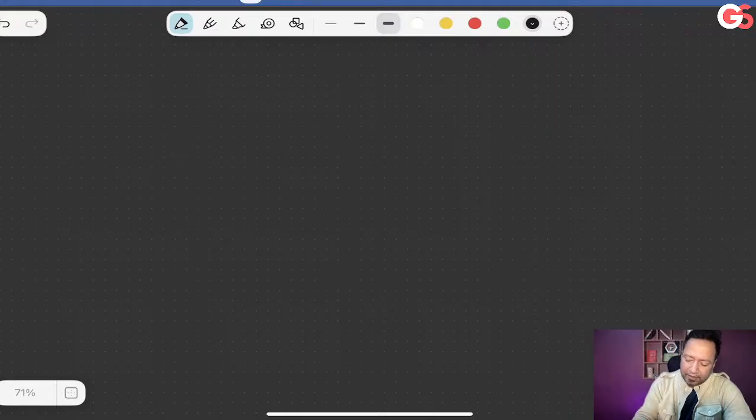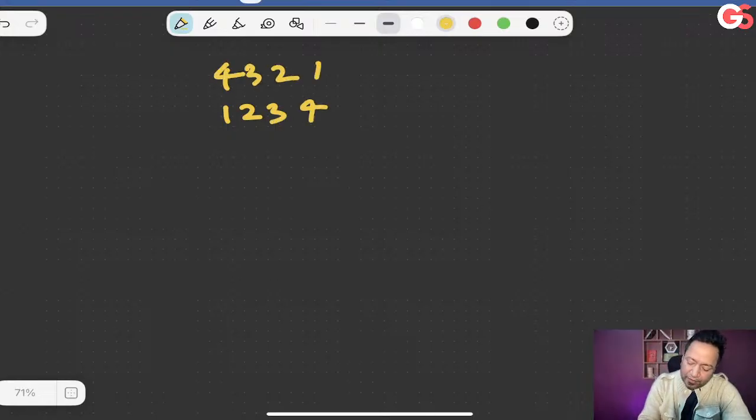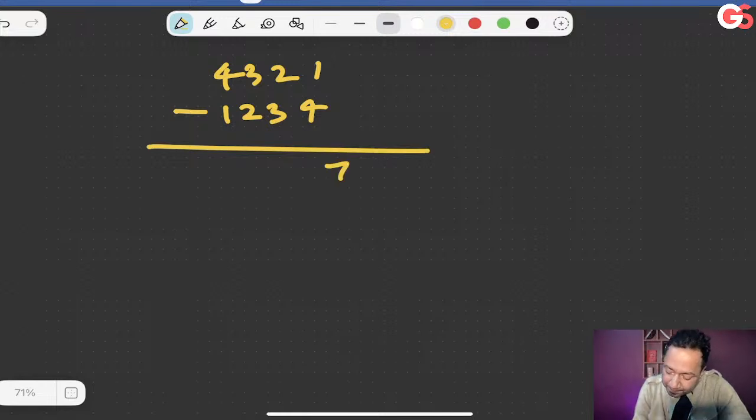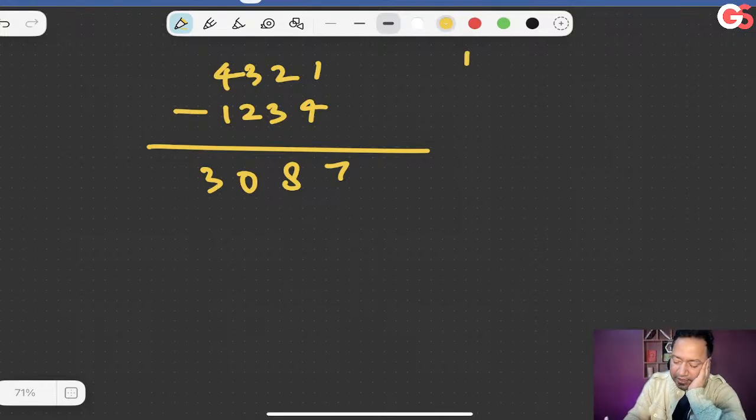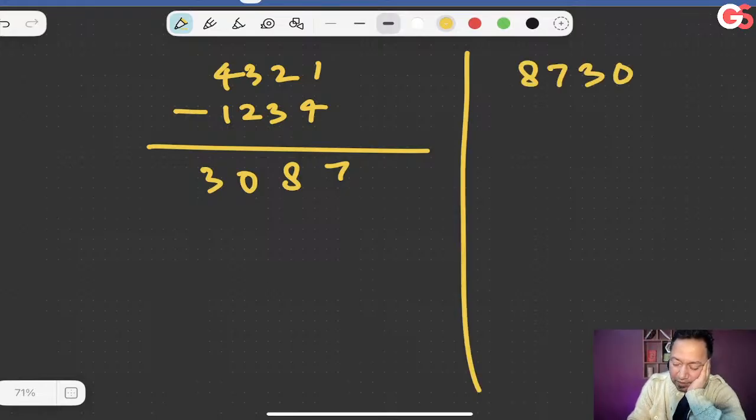Any number? What number should I take? Let's take anything. Let me take the simplest number. 1, 2, 3, 4. In descending order, 4, 3, 2, 1. Let me subtract. What do I get? 3087. Am I right? Now 3087 in descending order will be 8730. In ascending order, it will be 0378.